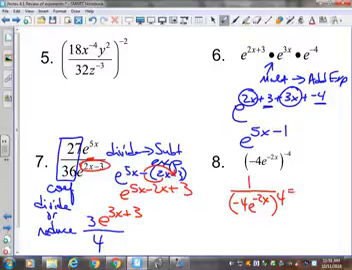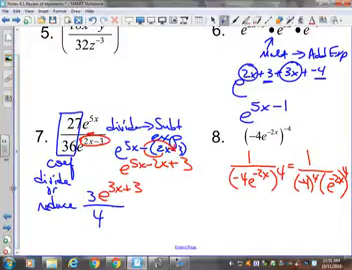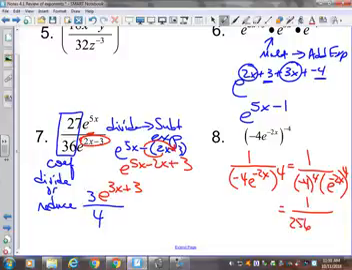Now we're going to distribute the 4th power to negative 4 and to e to the negative 2x, so we can do each one individually. For coefficients, you're just going to work it out on the calculator. So negative 4 to the 4th power is 256 because 4 times 4 is 16 times 4 is 64 times 4 more is 256.